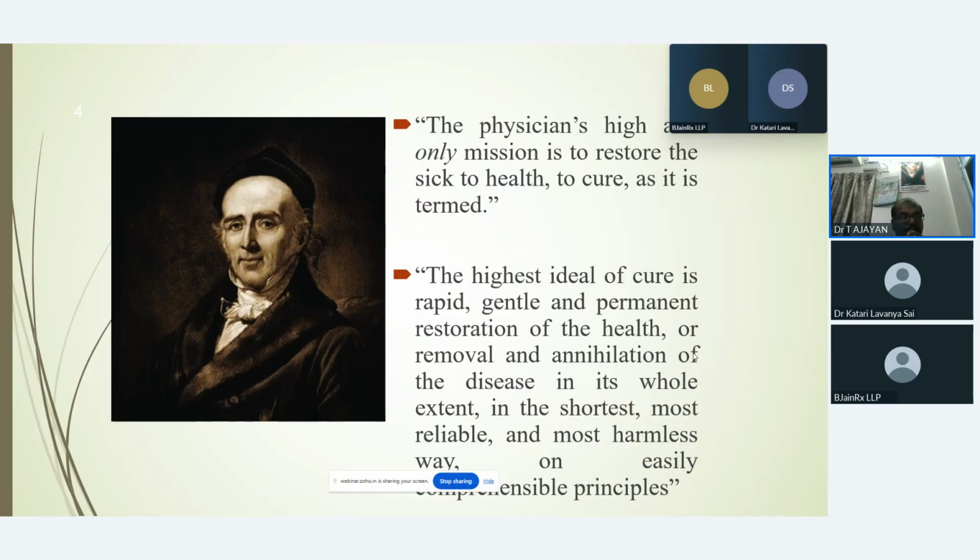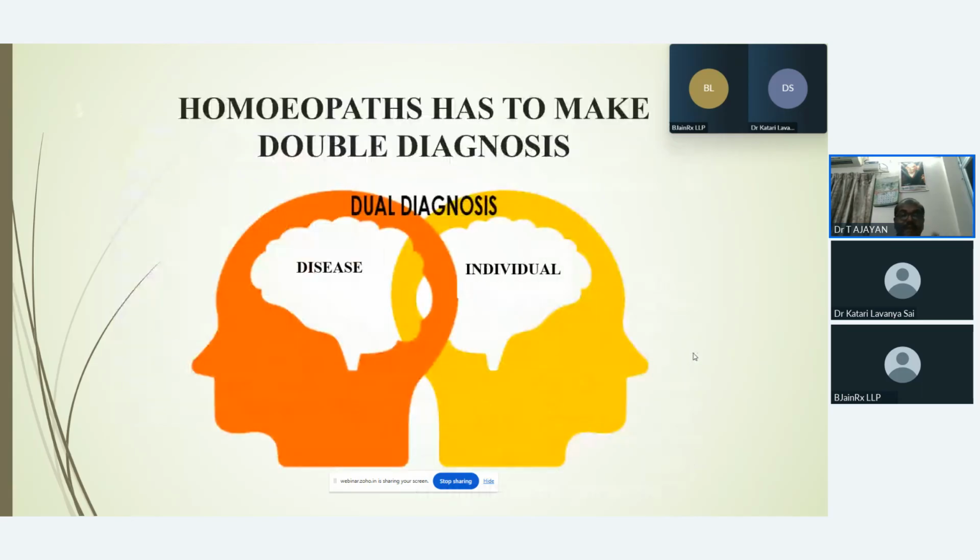You know, our master says the physician's only mission is to restore the sick to health, to cure, as it is termed. Everybody knows. Then listen, a homeopathy physician has to make a double diagnosis. There's a word I am highlighting: double. Then the homeopaths need a double brain.